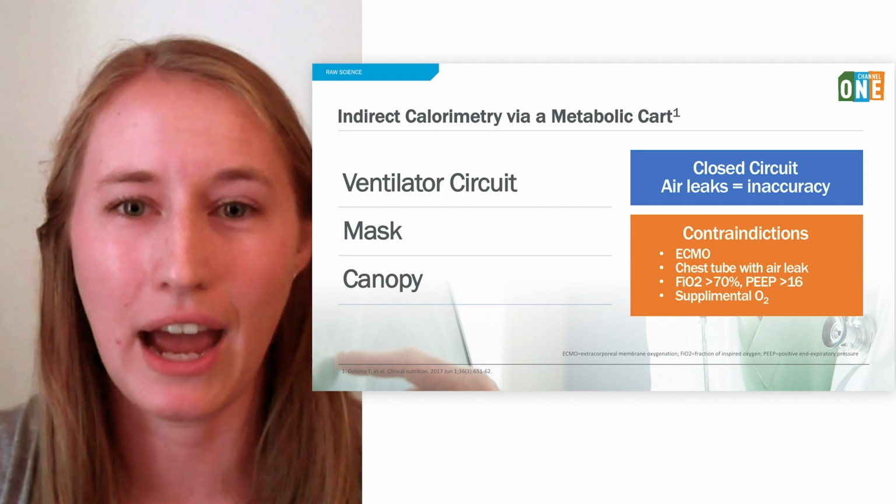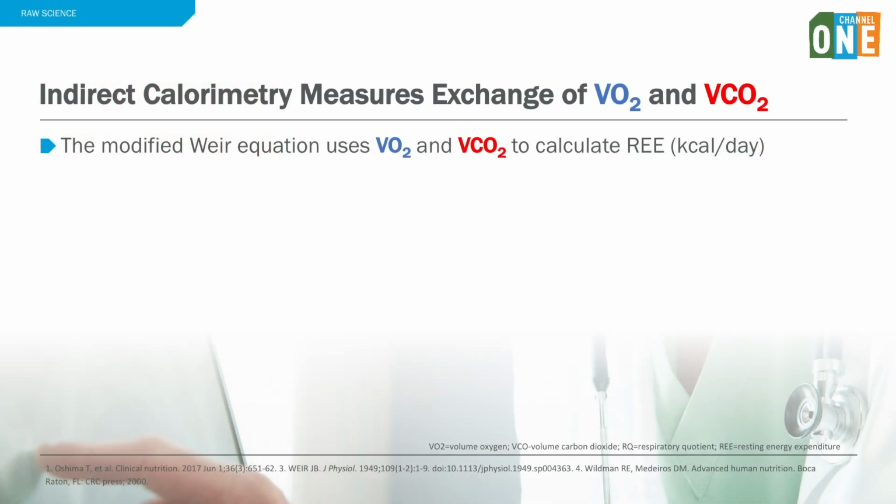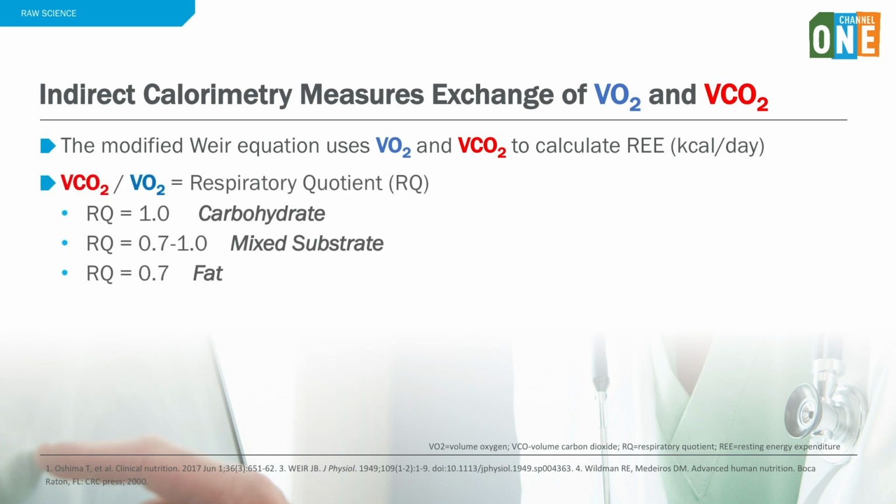So you might be asking how REE is calculated. Well, after measuring the volumes of inspired O2 and expired CO2, the modified Weir equation can be used to measure REE. Respiratory quotient, which speaks to substrate utilization, can also be calculated by dividing the volume of carbon dioxide by the volume of oxygen. And as you can see, an RQ close to 0.7 describes the utilization of fat substrates, while an RQ close to 1 speaks to carbohydrate utilization.